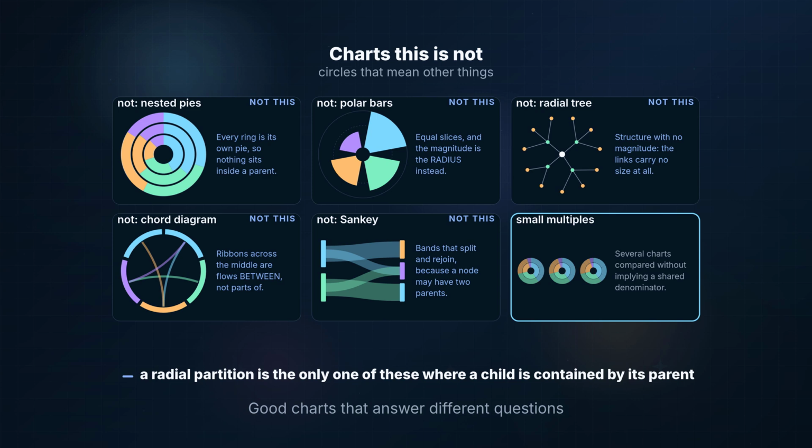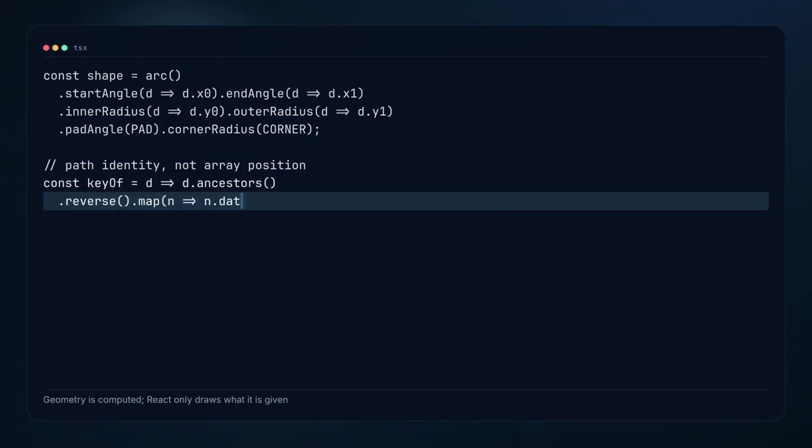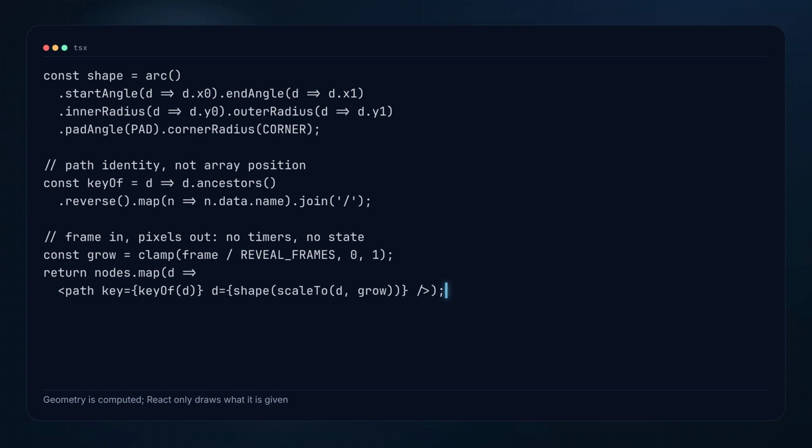The test that separates them is simple. In a radial partition, and only in a radial partition, every child is contained by its parent, and the parts of a level sum exactly to the level inside it. Two implementation rules carry most of the weight. The first is keying. Every arc needs an identity that survives a data update, and its array position is not one. Insert a row at the top, and every key shifts, so the framework animates the wrong arc into the wrong place. Use the node's full path from the root.